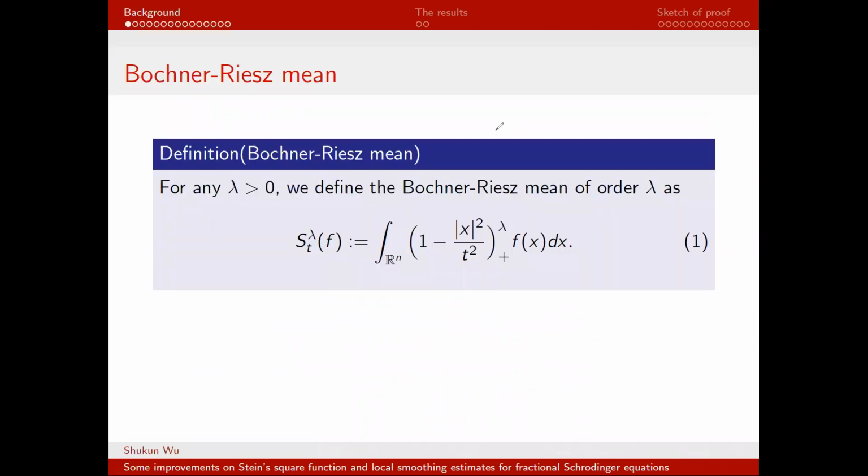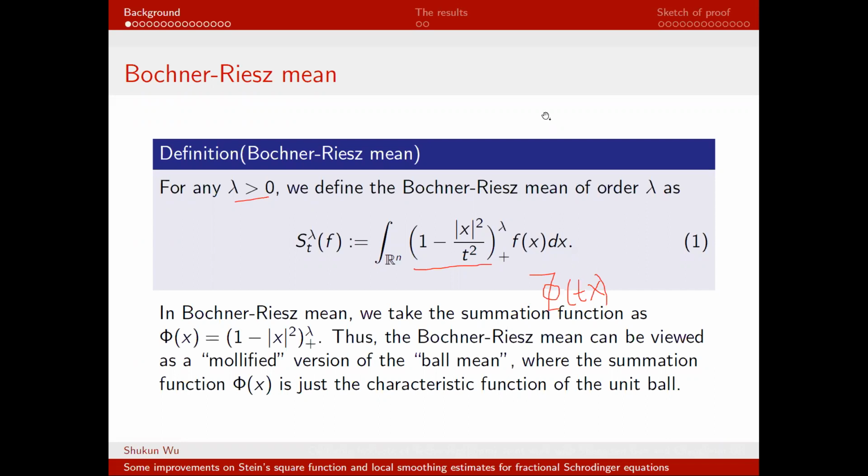We first take a look at the Bochner Riesz mean. For any factor lambda greater than 0, we define the Bochner Riesz mean of order lambda as the following. Here, this is a summation function phi t dtx. In the Bochner Riesz mean, the summation function is taken as this.